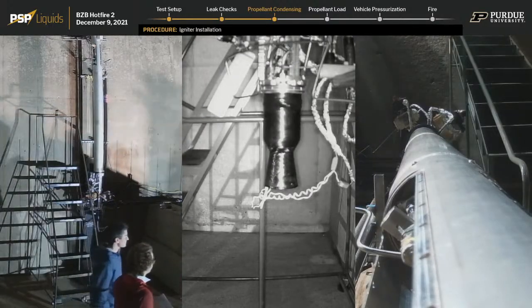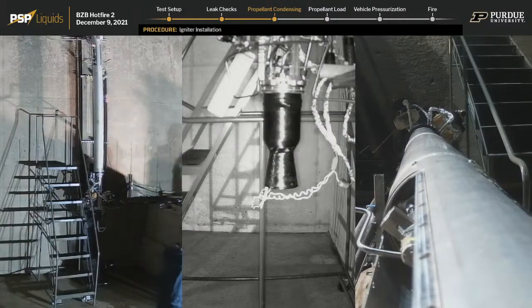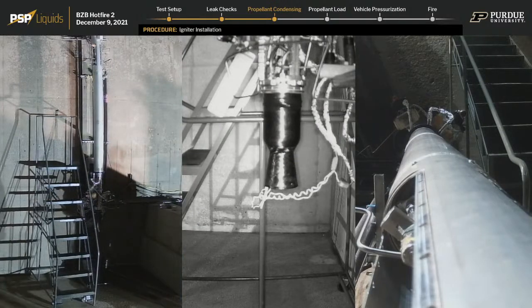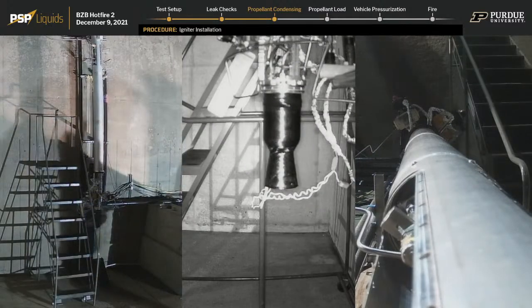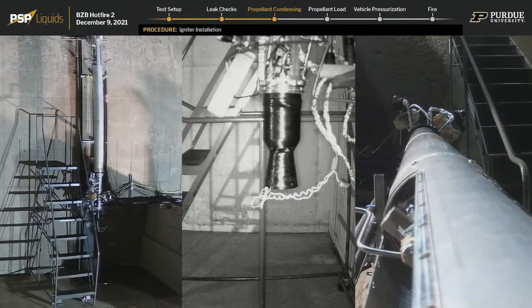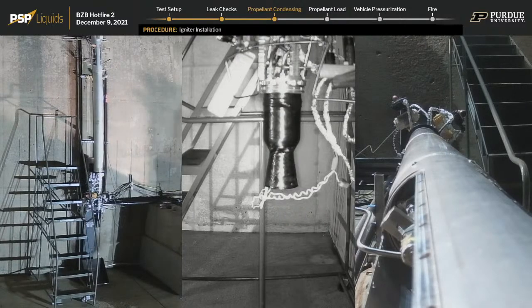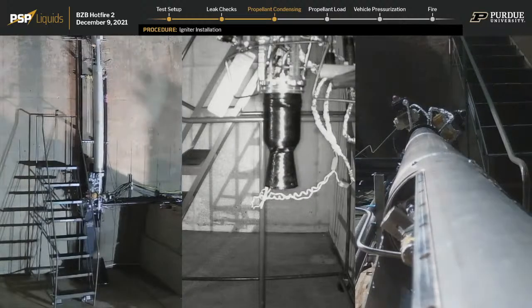subsequent cold flows where we had to demonstrate the condenser, we needed a fluid that would closely mimic the properties of liquid methane. So for this, we decided to make the uncommon move of condensing argon gas into liquid argon.